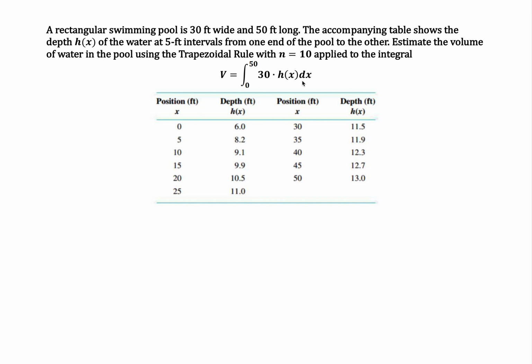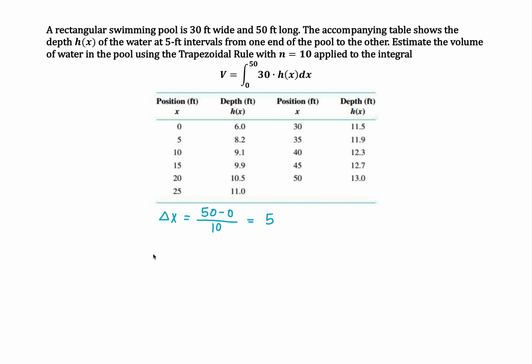So I'm going to use that trapezoidal rule. In that rule, it needs a delta x. To find delta x, we take the position at the far end, so that's 50, minus the starting position, 0, and divide that by the number of subintervals, 10. So we get 50 over 10, so delta x is going to be 5. That delta x represents our d of x.